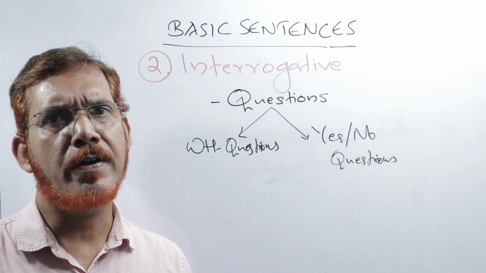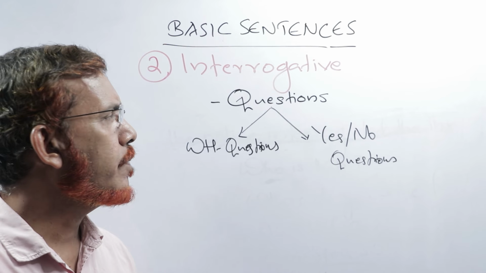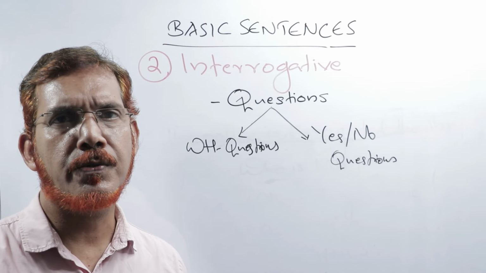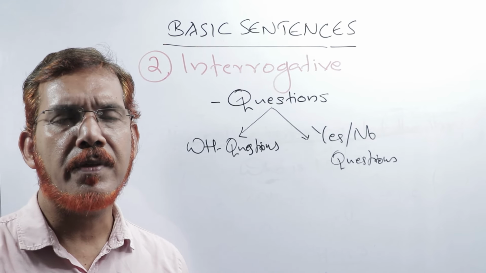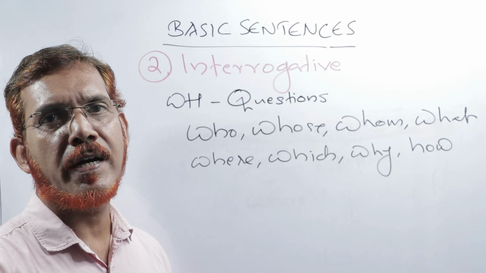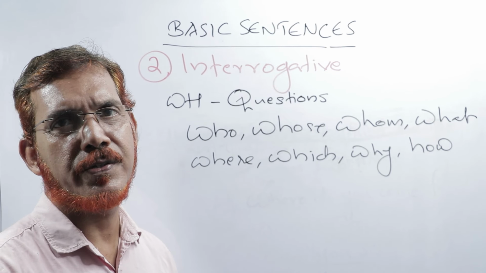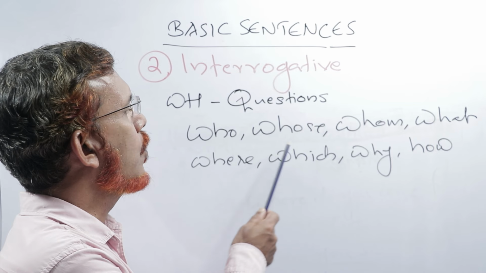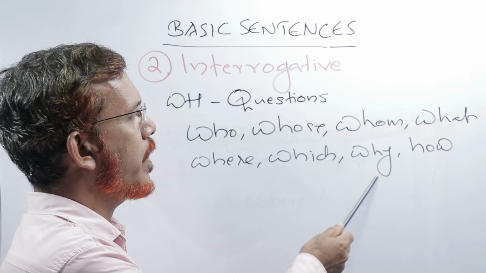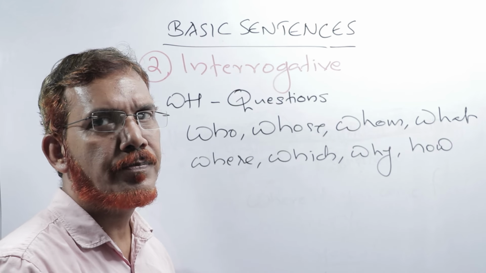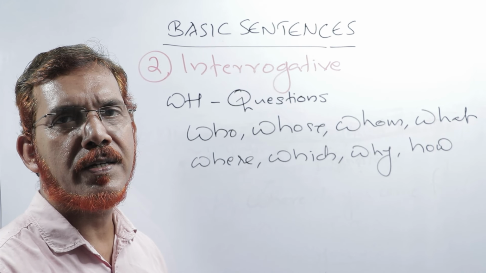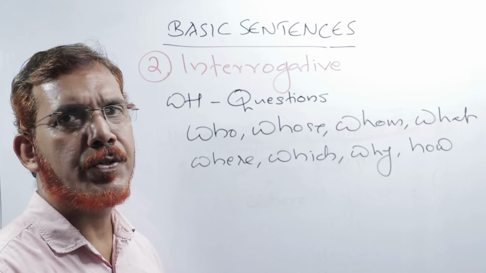Questions are broadly divided into two categories. They are WH questions and yes or no questions. WH questions are questions starting with WH words: who, whose, whom, what, where, which, why, how. These are WH questions because these words contain the letters W and H.